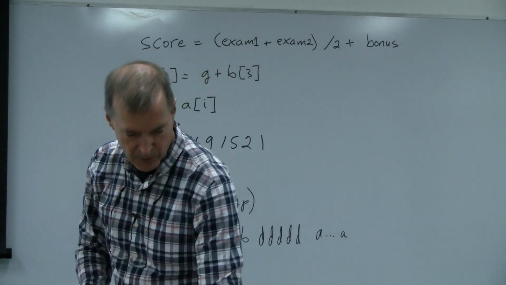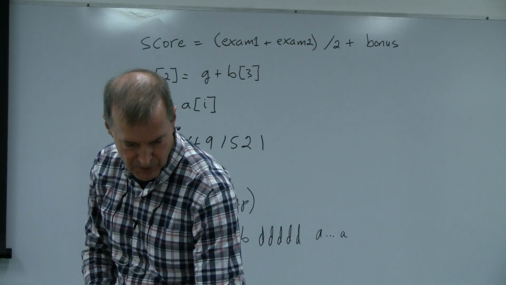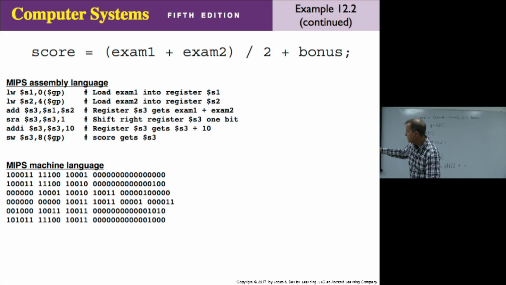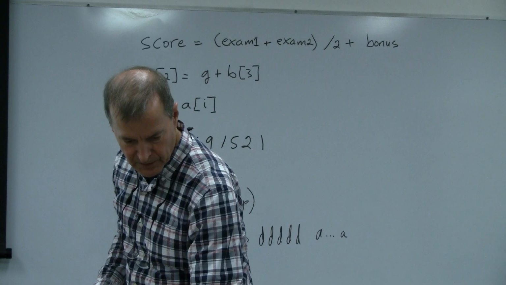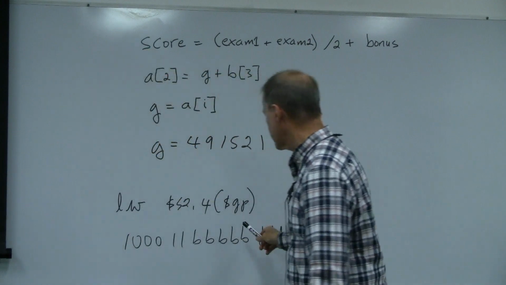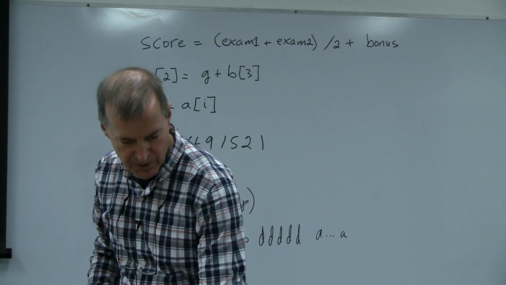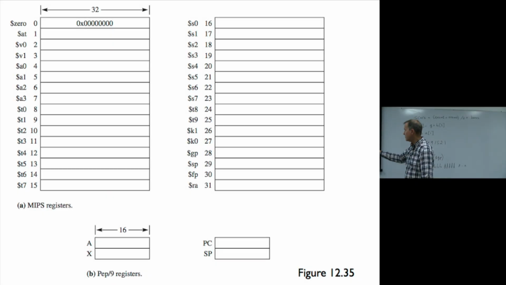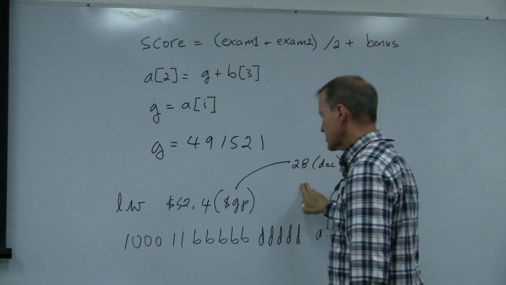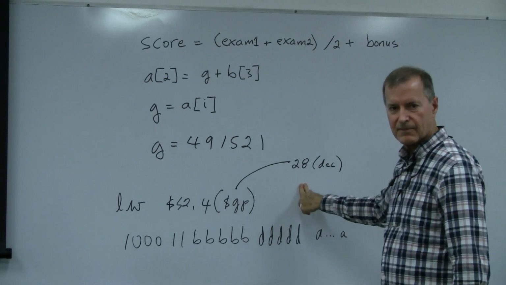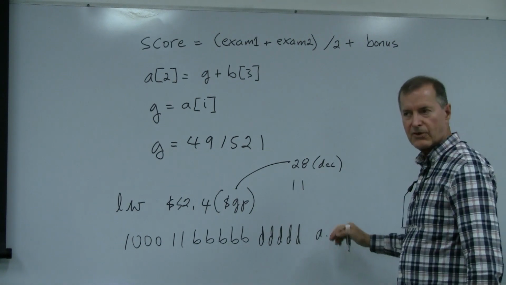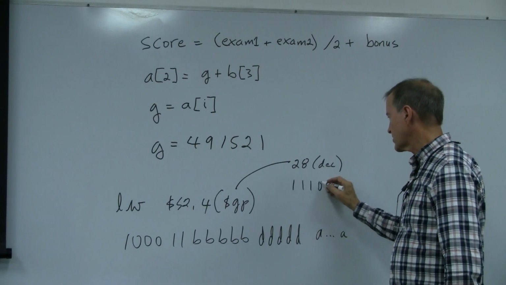What are those rows of B's? What instruction field? That's the base register, right? So what is our base register in this particular example? Yeah, it's the global pointer. And what's the address of the GP? This is 28 decimal. Can somebody figure out what 28 is in binary? 11100?